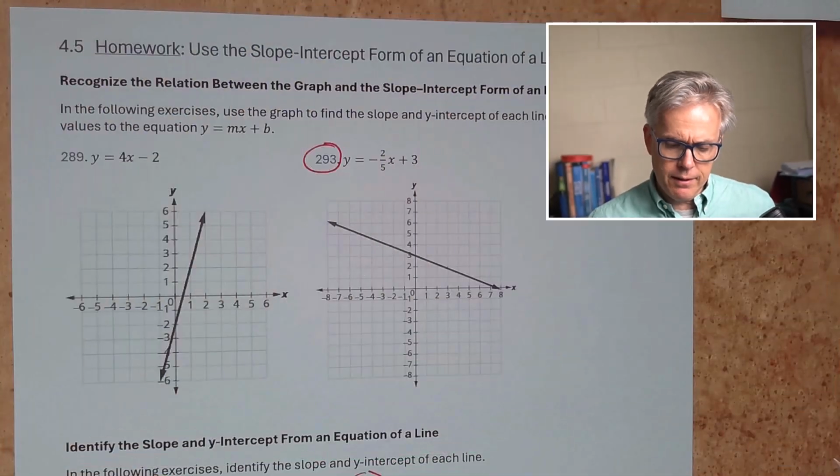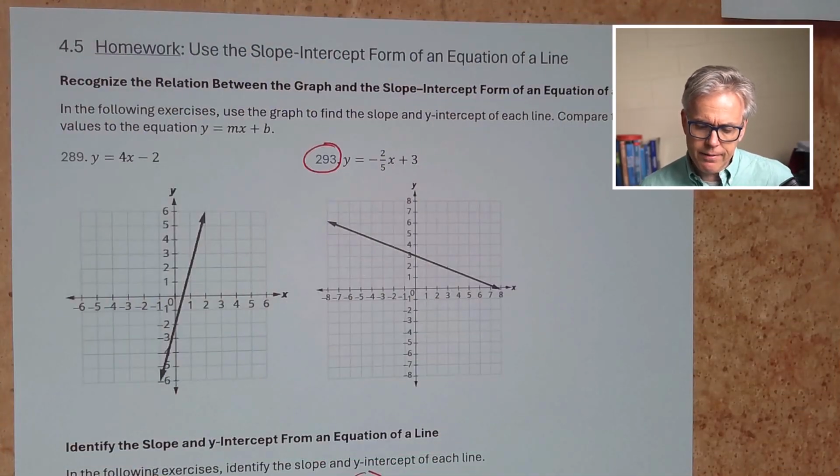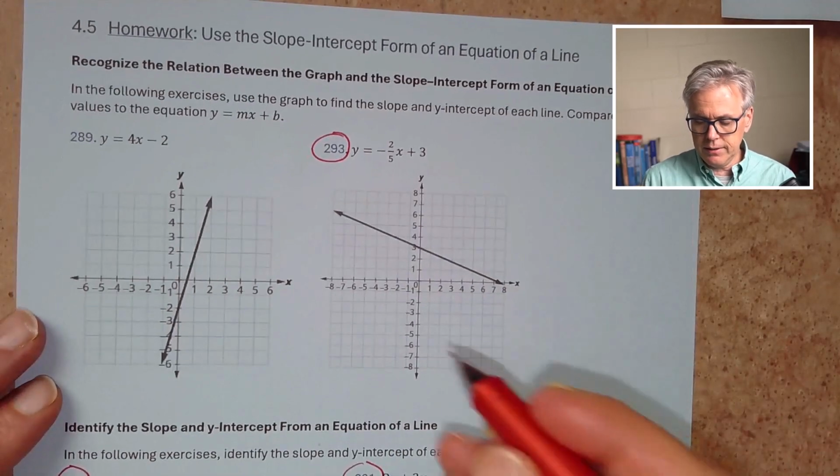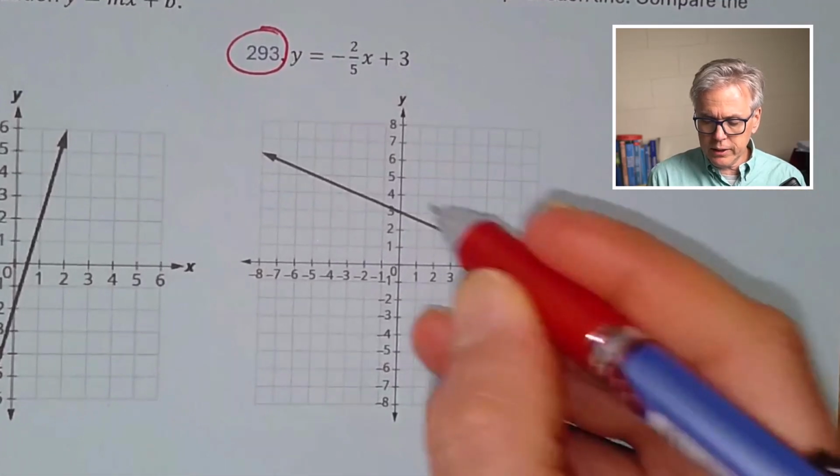Okay, so here's some homework help for 4.5. Use the slope-intercept form of the equation of the line. So it says in the following exercise, use the graph to find the slope and y-intercept of each line, to compare the values you get to the equation they gave you. And we kind of did this in an earlier lesson if you were watching. So let's look at number 293.